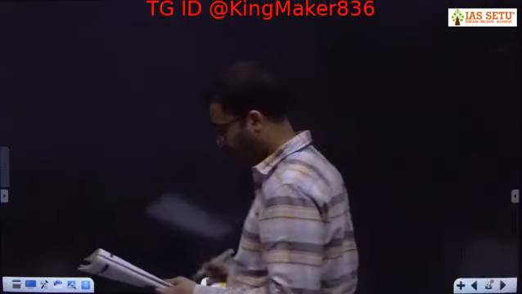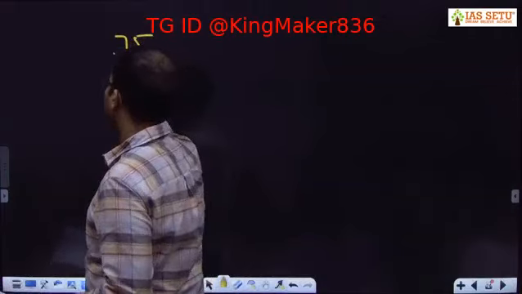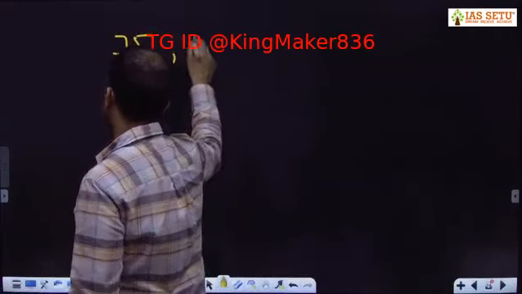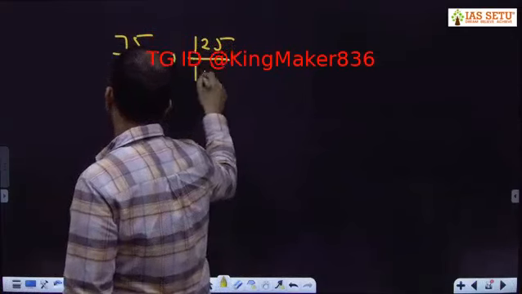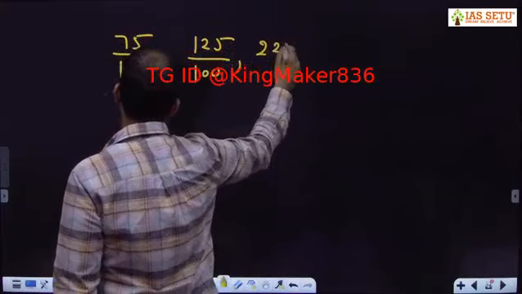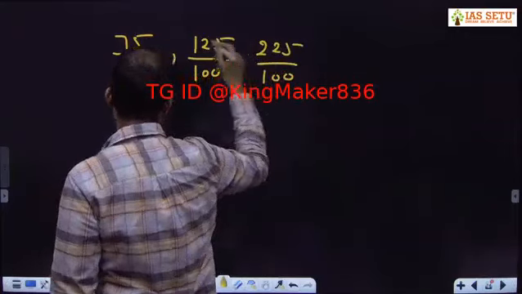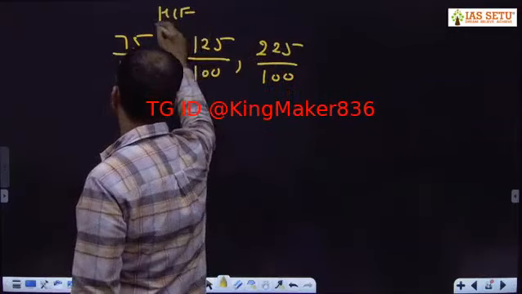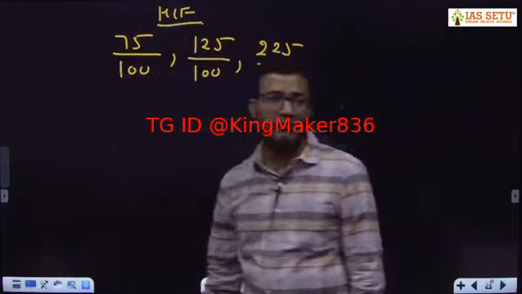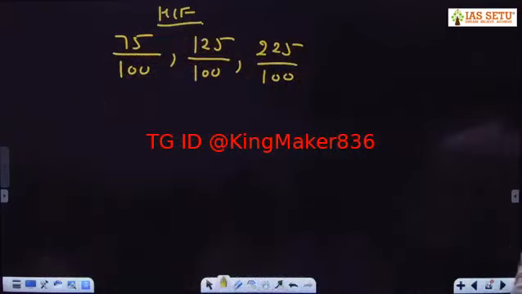You try. 75 upon 100, 125 upon 100, 225 upon 100. Take time and keep the answer with yourself. Find HCF of the given fractions.